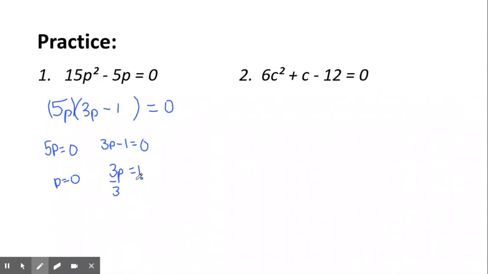When you do that, be real careful. What does p equal? p equals 1 divided by 3. You cannot divide 1 by 3. That is a fraction right there. So we get p equals 1/3.